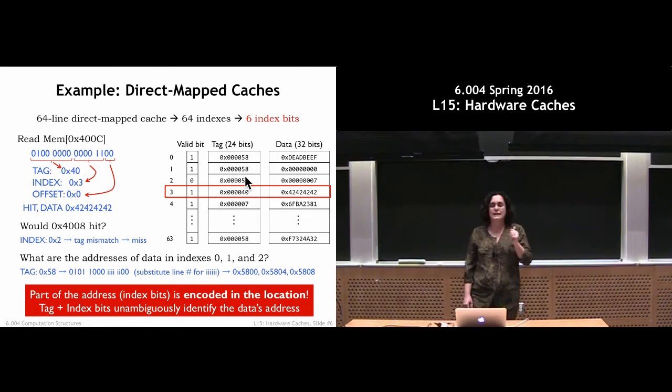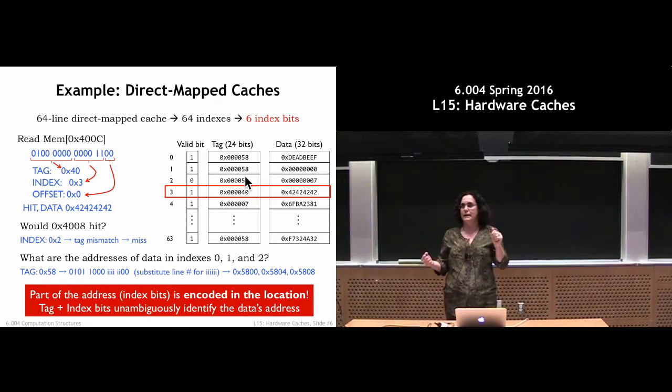The key to notice here is that we're saving memory by taking these index bits, which are identifying a portion of our address, and not including it as part of our tag. Any questions about that? Good.